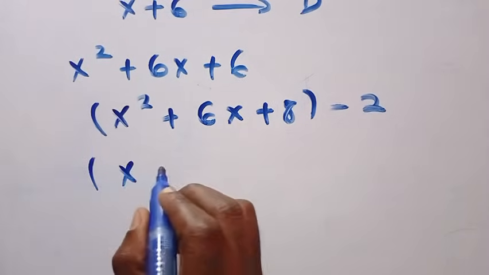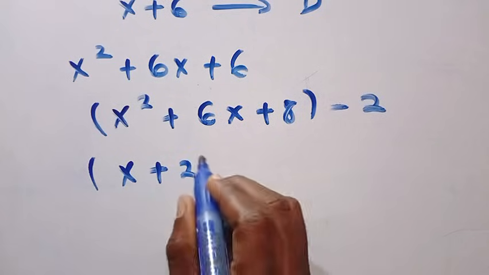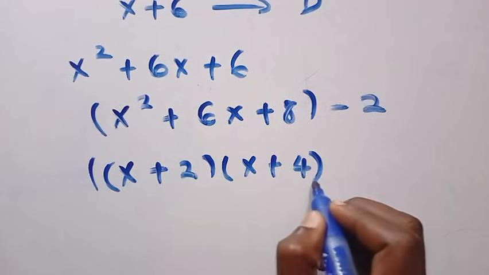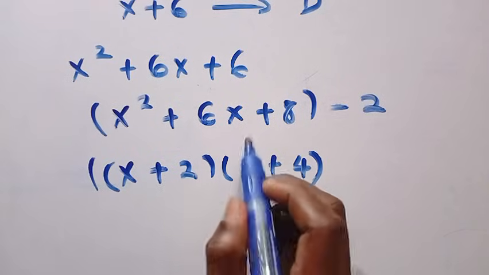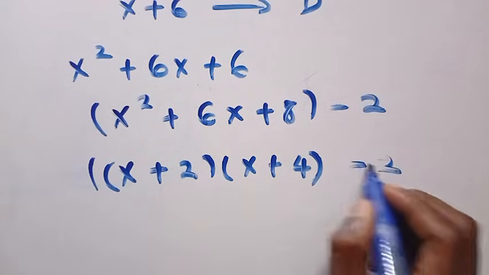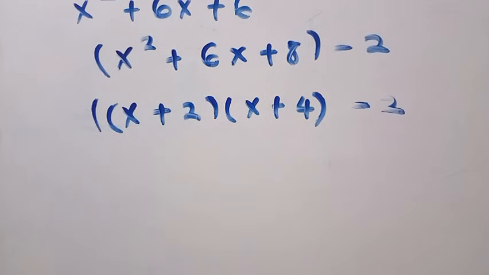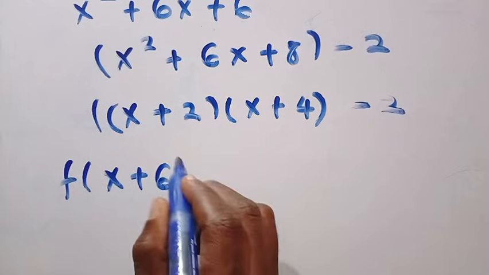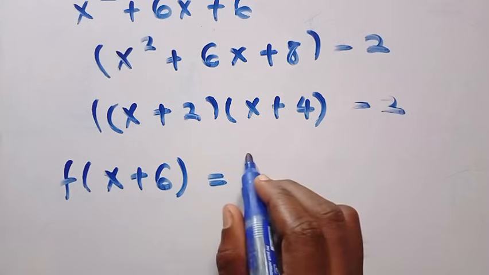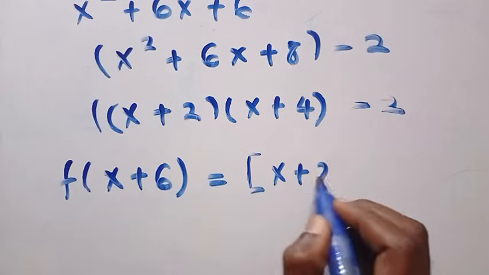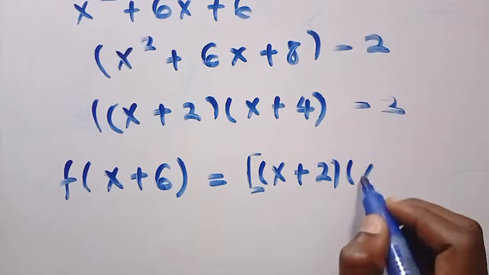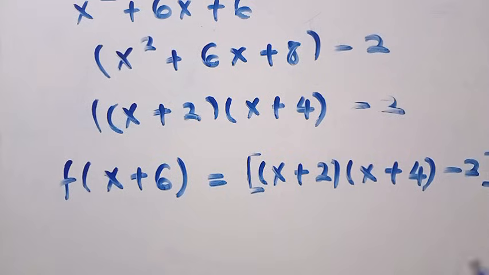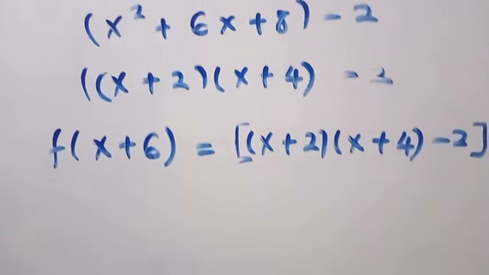So here we have x plus 2, then we have x plus 4. This works for what is in this bracket, then minus 2. We plug this into the function. We have f of x plus 6 equals, open bracket, x plus 2 multiplied by x plus 4, then minus 2. So this is what we have.